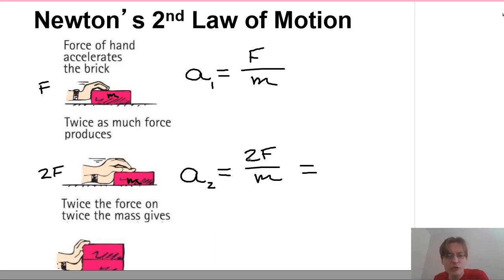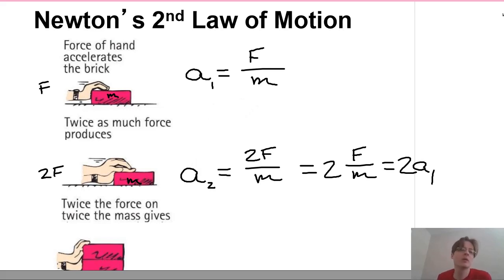But isn't that just 2 times what the previous expression was? 2 times F over m? And isn't F over m just the original acceleration, A1? In other words, we've just spelled out the procedure for figuring out the acceleration compared to what it was with only one arm pushing. The acceleration with 2 arms is twice the acceleration that you get with 1 arm.